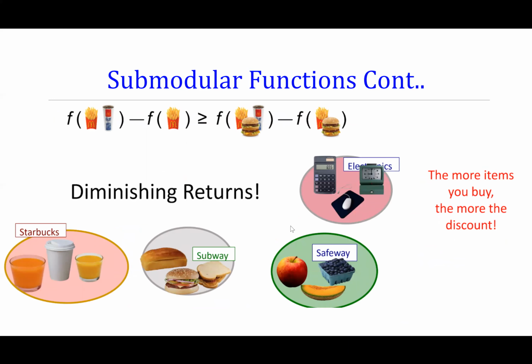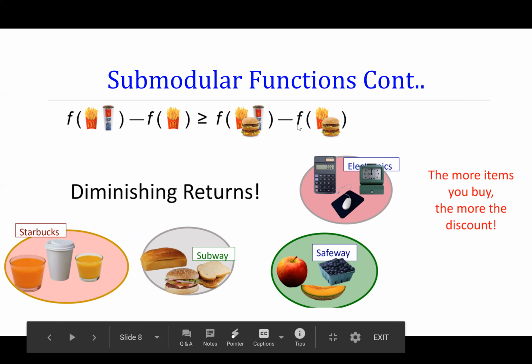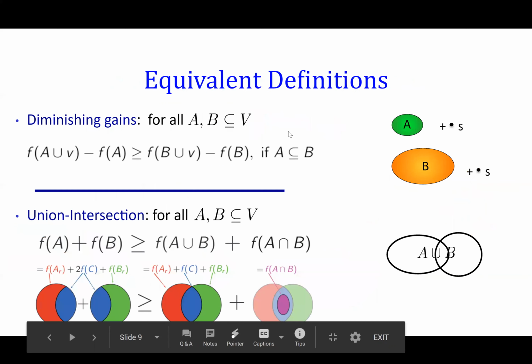Continuing with submodular functions and the kind of intuition here, the notion is diminishing returns. If you go to McDonald's and you get a pack of fries, then you're probably not as likely to be thrown a Coke for free. But if you buy fries and a burger, then you're probably going to be thrown a Coke for free. So this is diminishing returns in action.